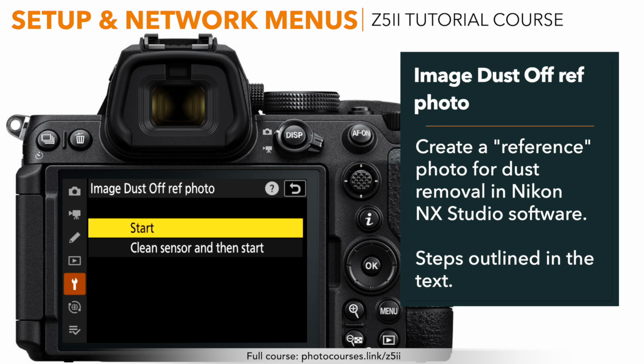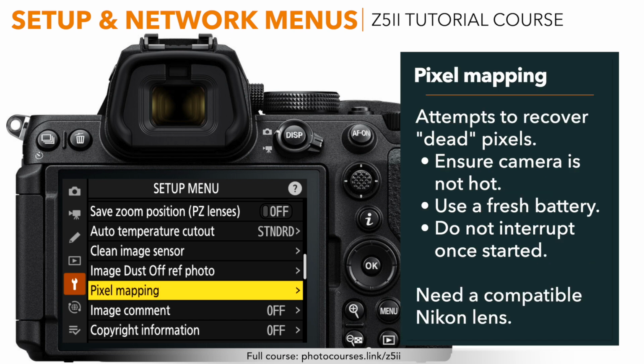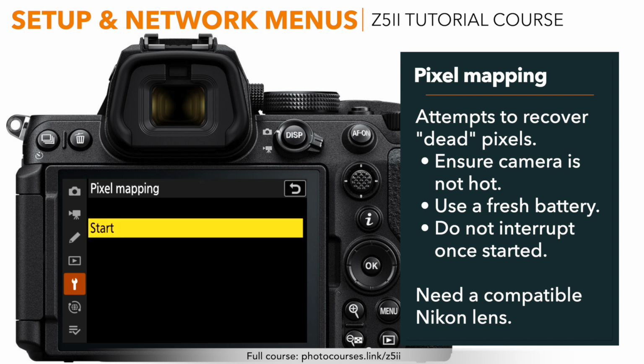If you ever notice a dead pixel, which usually appears as a bright white spot, you can use pixel mapping to try to fix this. When you do that, ensure that the camera is not warm, it should be cold, like the first time you power it on for the day, and that you have a fresh battery. Start pixel mapping and don't touch the camera until it's complete. When it's complete, you'll want to turn the power back off.